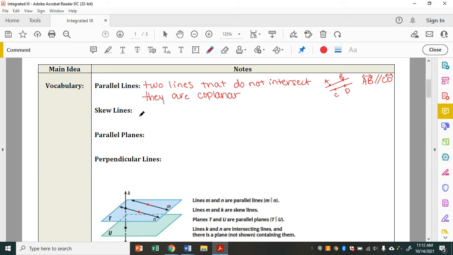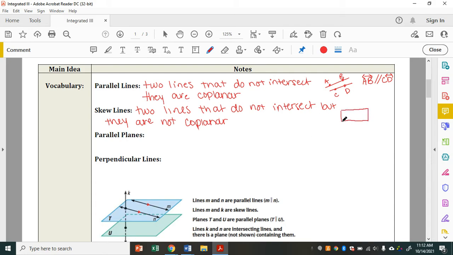Skew lines, I'm not sure if we've ever really heard them, but skew lines are still two lines that do not intersect. But they're not in the same plane. So they're not coplanar. It's a little bit harder to draw out in a 2D drawing.